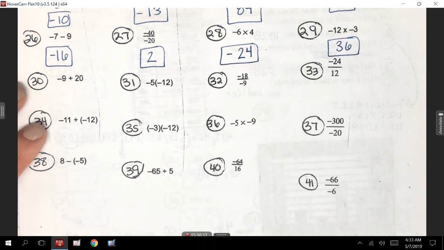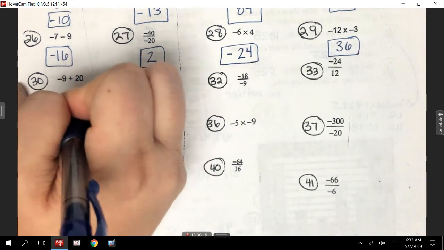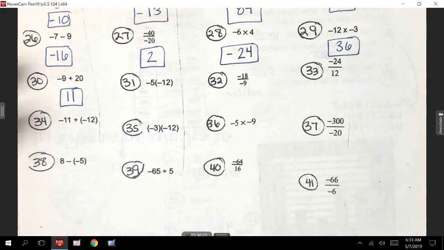Negative 9 plus 20, different signs, so I'm going to subtract those. I get 11, and it's positive because 20 is bigger. Remember, I only look at the big number for adding and subtracting.